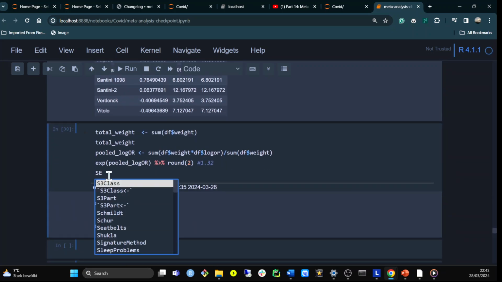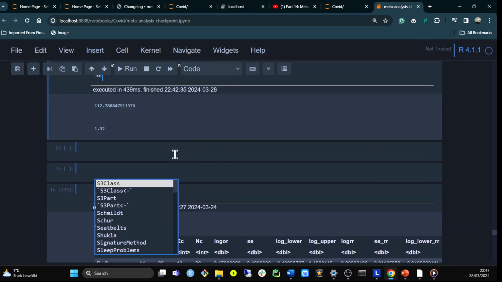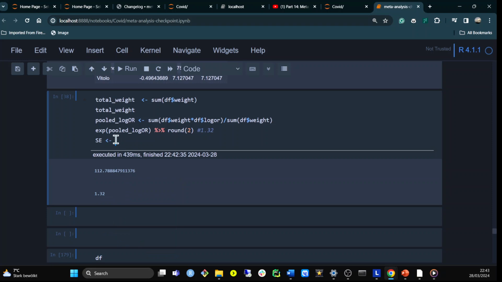For the confidence interval, what we need is the standard error. For the standard error, the formula is here. The standard error of the log odds ratio equals this, but we have the variance, and we can get it from the weight. So we take 1 over the variance of the log odds ratio, the reciprocal of this, and put it in the square root. That gives us the standard error. So to get that, let me calculate the standard error.